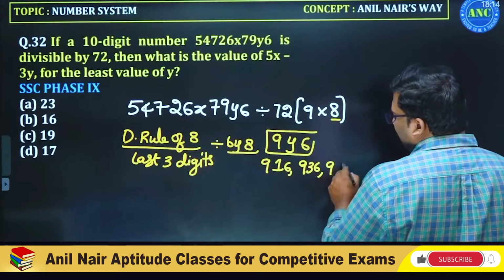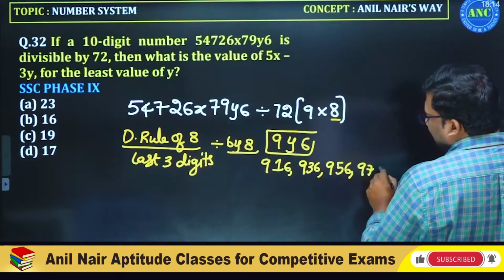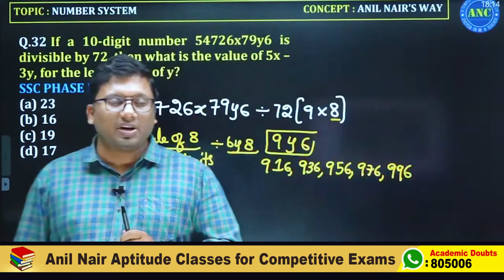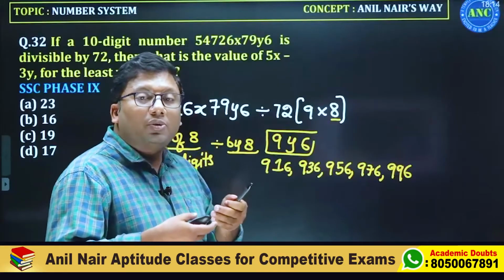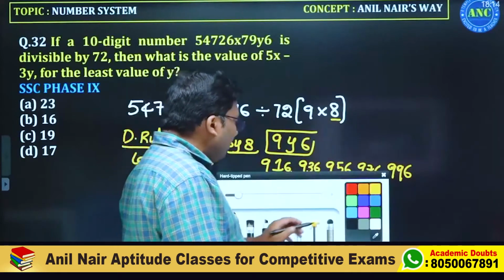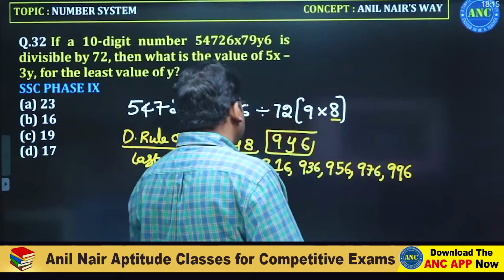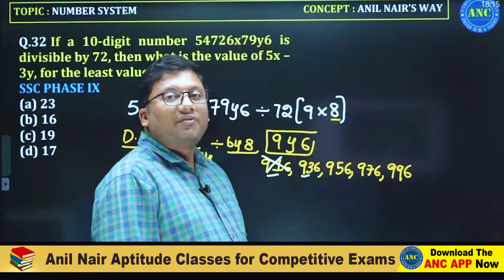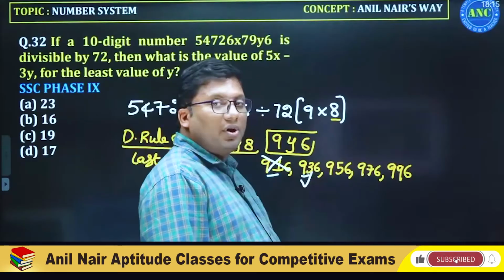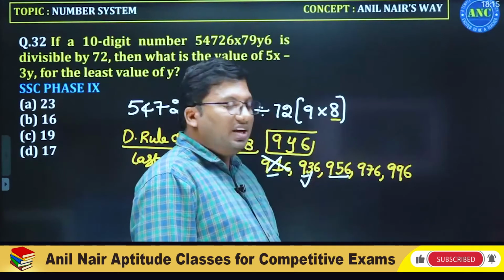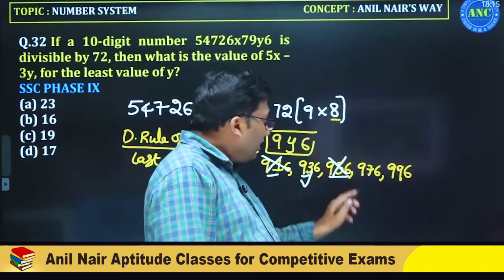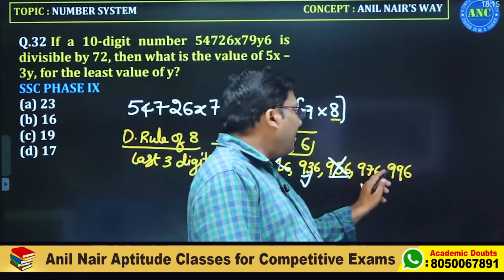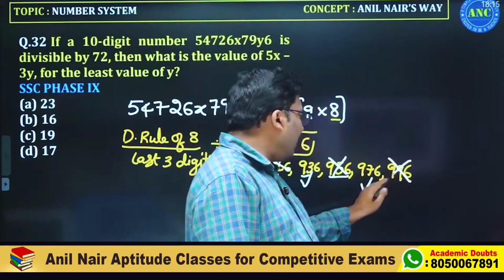936, 956, 976, 996. If I keep y as an odd number, all these numbers are divisible by 4. But I want the number to be divisible by 8. Which possibilities are there? 8 11s are 88, 916 is not possible. 8 7s are 56, so 956 is possible. 976 is not possible. 8 12s are 96, so 996 is possible. 936 is not possible.